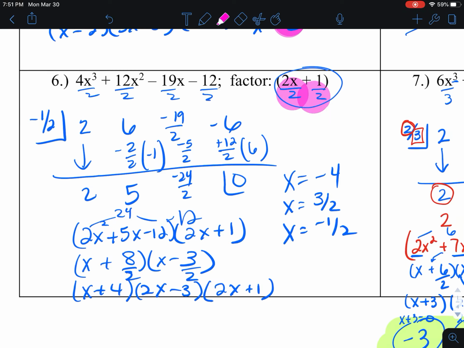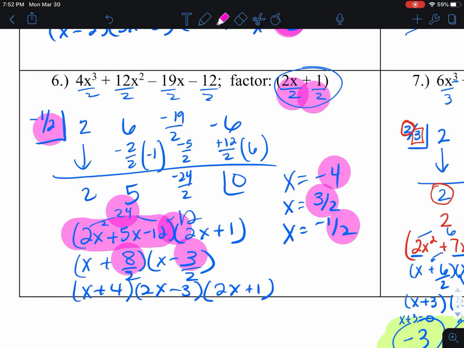So divide everything by 2 to start with. So we get -1/2 on the outside. Bring the first number straight down, and so on and so forth. We end up with 2x plus 5 minus 12. Then I take my a times my c, and that gives me 24. I'm looking for factors of 24 that subtract to give me 5, and that's going to give me 8 and 3. And then I divide by my a value. So then I end up with x plus 4, 2x minus 3, and 2x plus 1. And then when I find my zeros, I get -4, -1, or I'm sorry, +3/2, and -1/2.